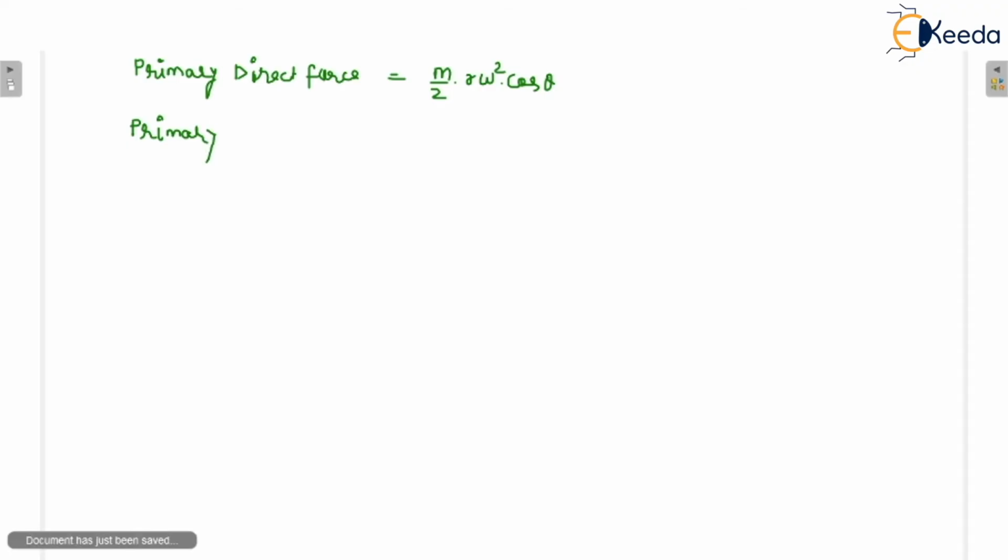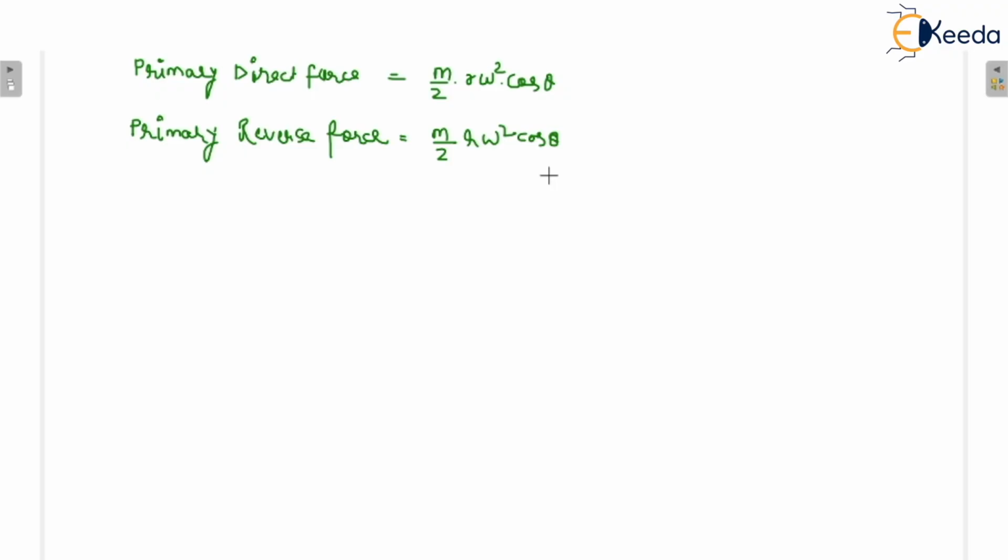Primary reverse force would be equal to what? What is the difference between the direct and the reverse? There is nothing different when I'm talking about the formula. That is m by 2 r omega square, because radius, omega and theta, everything is same, just the direction is changing.